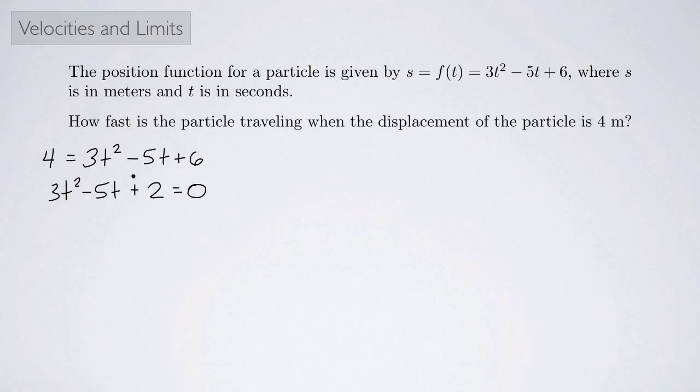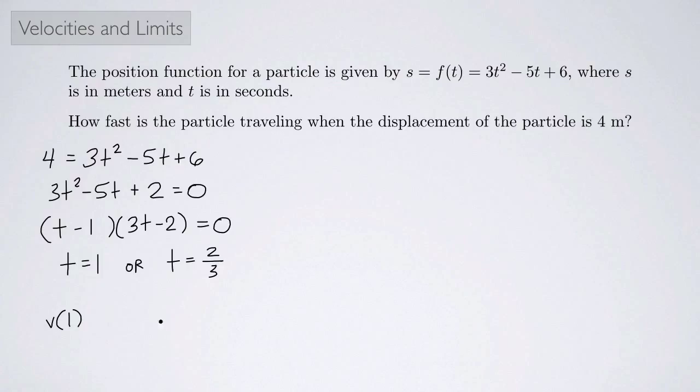This can factor. And so we can do quadratic formula or complete the square, or if you happen to see how it factors, I'm just going to go ahead and do it. So this is going to be t minus 1, and then the other factor is going to be 3t minus 2. That tells us that either t equals 1 second or t equals 2/3 seconds. So I actually have 2 times when the displacement is 4 meters. So we actually then want to find v of 1 and v of 2/3.